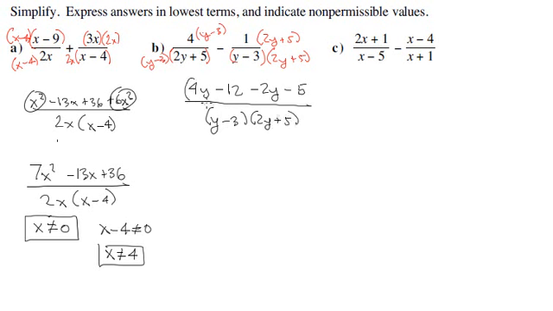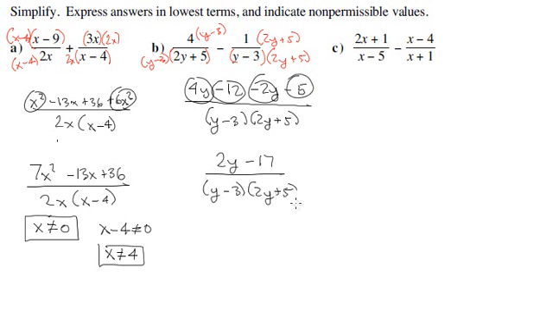Now, cleaning up the numerator. 4 y's, you lose 2 of them, you have 2 y's left. Minus 12 minus 5 is a total of minus 17 over y minus 3 times 2y plus 5. If this had a common factor in the numerator, I would pull it out, but since it doesn't, that's the end of the simplifying steps. For non-permissible values, I have to look at these two pieces in the denominator.